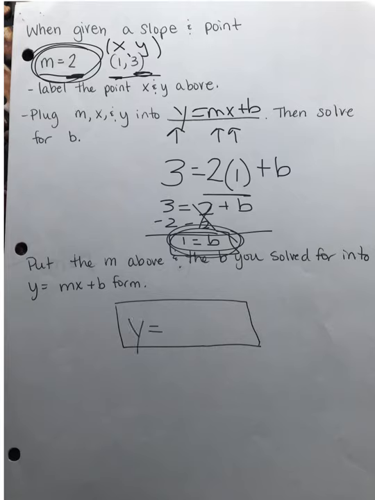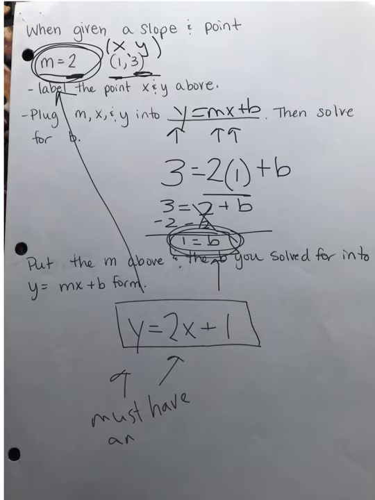Y equals m, which is 2, x plus b, which is 1. So that's your answer. In this, you always must have an x and y as letters.